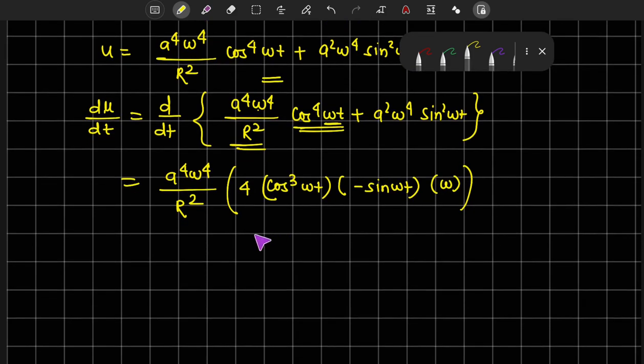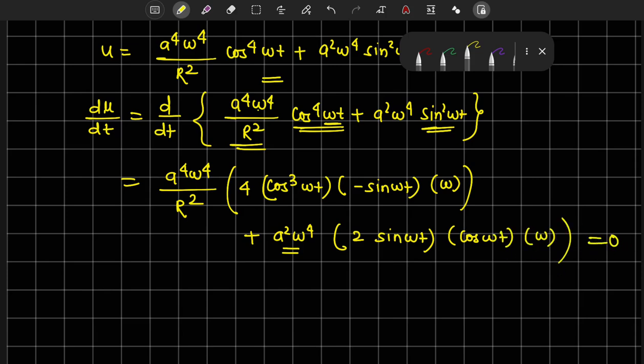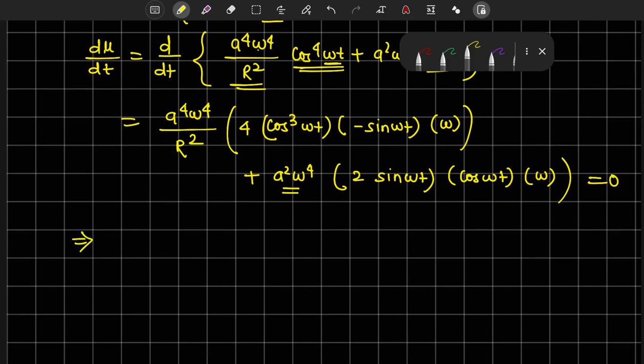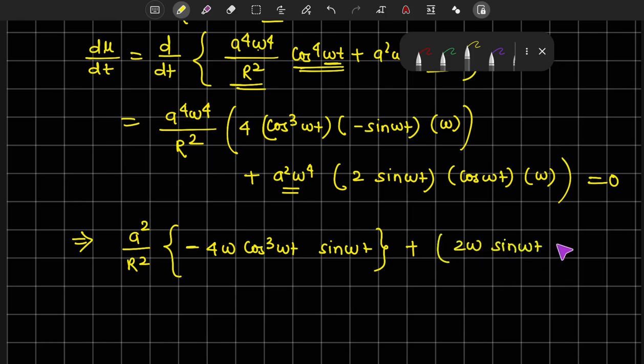Plus a square omega to the power 4 is constant, so we can write it as it is, and the differentiation of sine square omega t is 2 times sine of omega t into cos of omega t into omega. That we can equate to 0 because we want to minimize this particular function. So from here we can write it as a square divided by r square minus 4 omega cos cube omega t into sine omega t plus 2 omega sine omega t cos omega t is equal to 0.